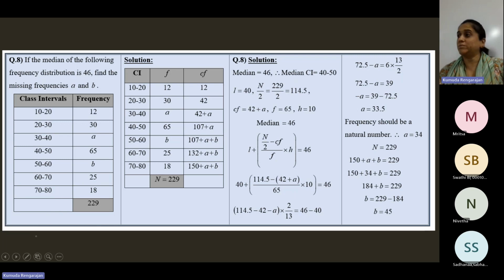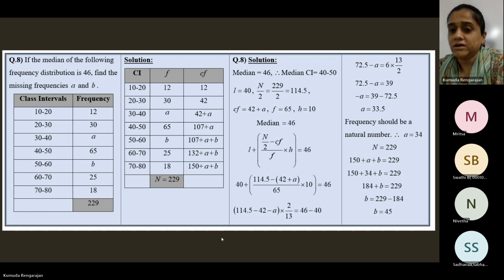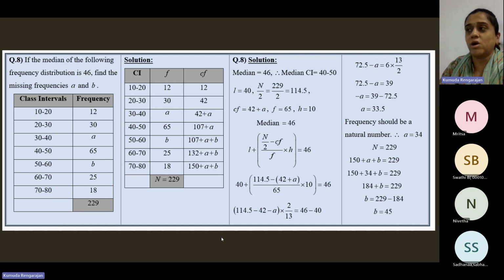But frequency is the number of students. Frequency has to be a natural number. It cannot be a fraction like 33.5. We can't say that there are 33.5 students in the class. So frequency is always a natural number. Because it's 33.5, you can round it down or round it up. I have rounded it up to 34. You can also write 33.